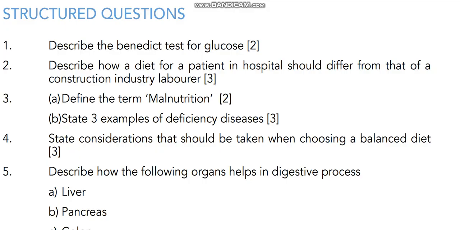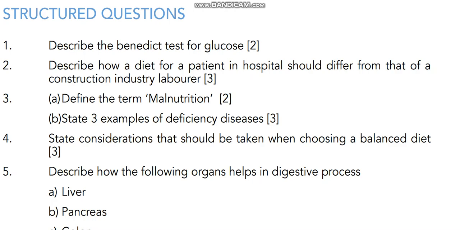So without wasting much of your time, let us start reading the first question. It says, describe the Benedict test for glucose. So all you need to know is that you have to give the procedures, the steps on how to test the presence of glucose using a Benedict solution. So first of all, you have to add the Benedict solution to the food sample that you are about to test for the presence of glucose.